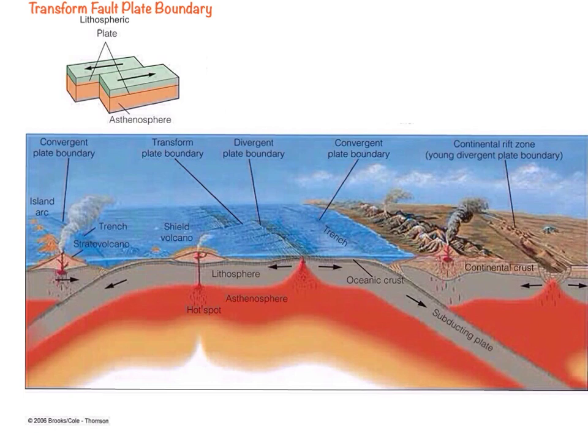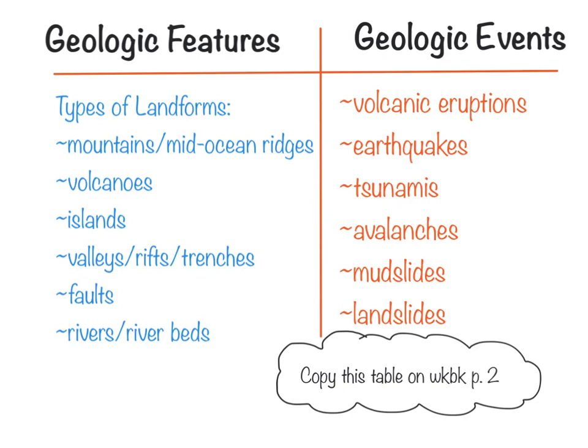In this case, guess what? It's because of that asthenosphere moving in that circular motion that's causing these plates floating on top of the asthenosphere, made of rock, to grind past each other. Now you're going to be taking notes and identifying what are geologic features and what are geologic events. So open your workbook to page 2.